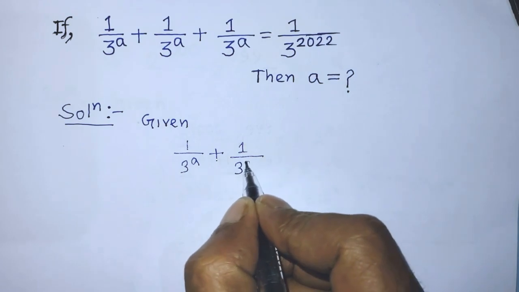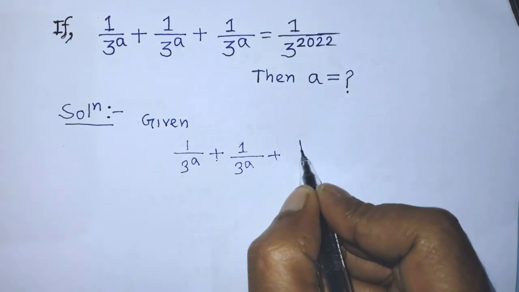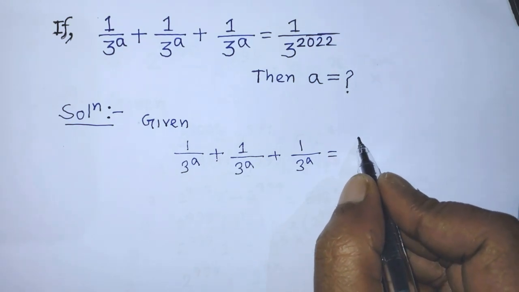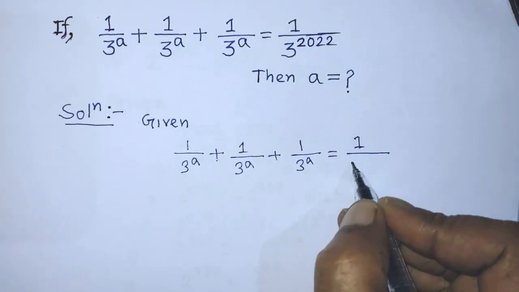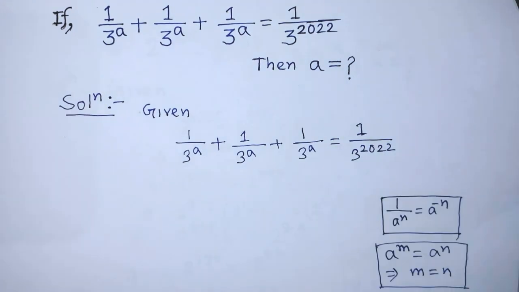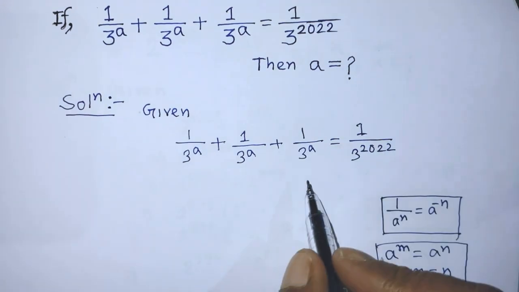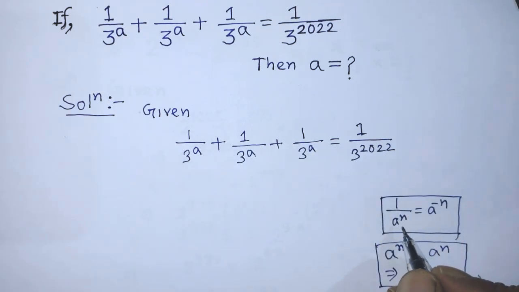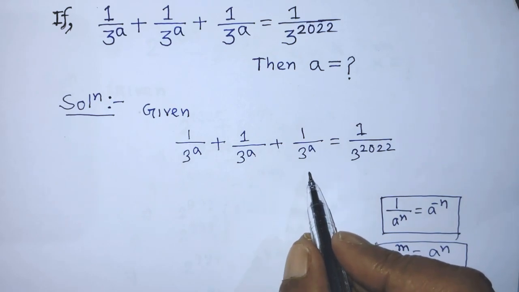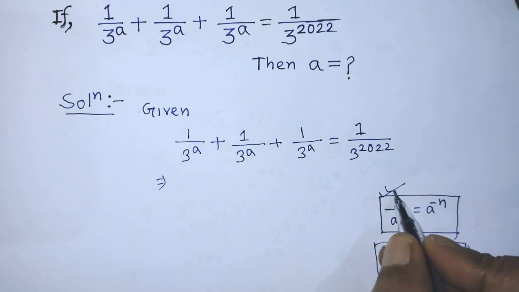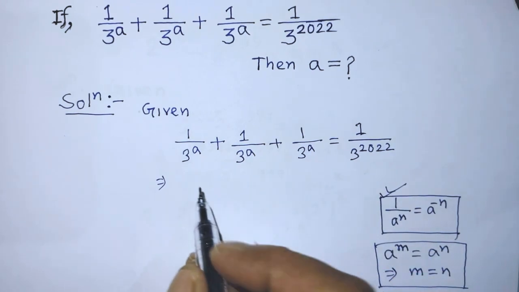So my dear student, our given algebraic equation is 1 over 3 to the power a plus 1 over 3 to the power a plus 1 over 3 to the power a is equal to 1 over 3 to the power 2022. So student, to find the value of a from this equation, we have to apply this formula on both sides of this equation.